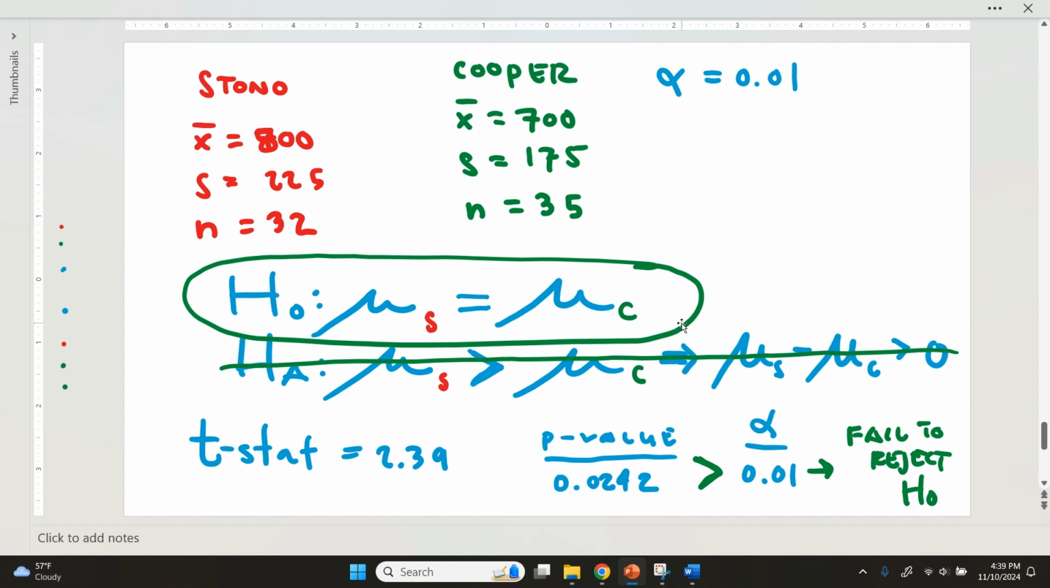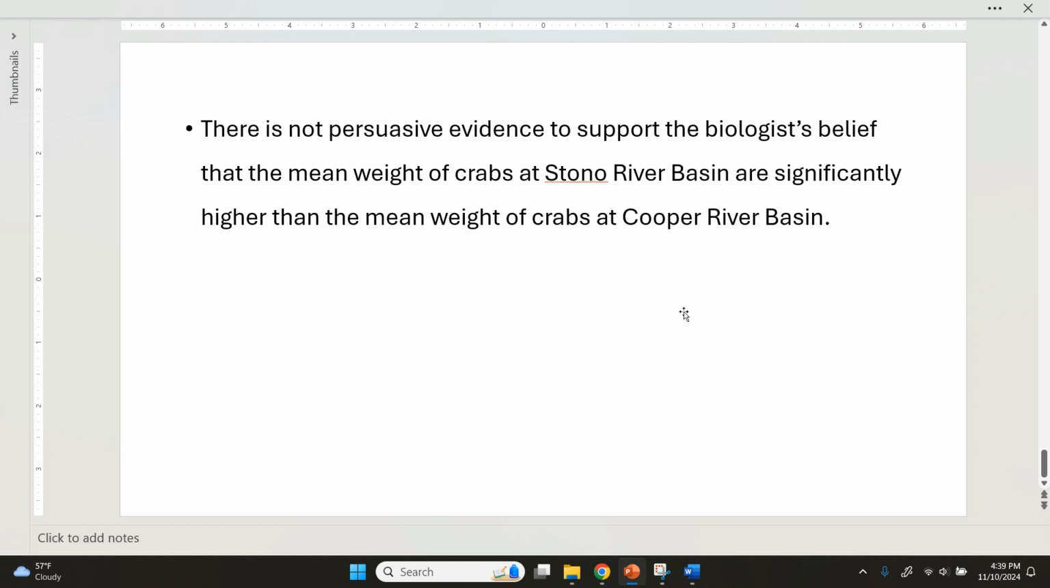And so if I go and write an overall statement, have it pre-prepared now, there is not persuasive evidence to support the biologist's belief that the mean weight of crabs at the Stono Basin River are significantly higher than the mean weight of crabs at the Cooper River Basin. We saw a subtle difference between the two, but it wasn't persuasive enough to say that the Stono is significantly higher mean than those in the Cooper River Basin.